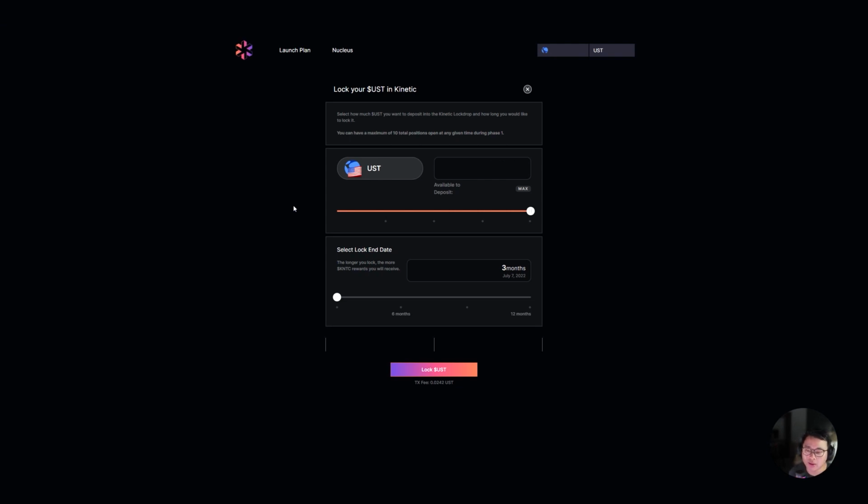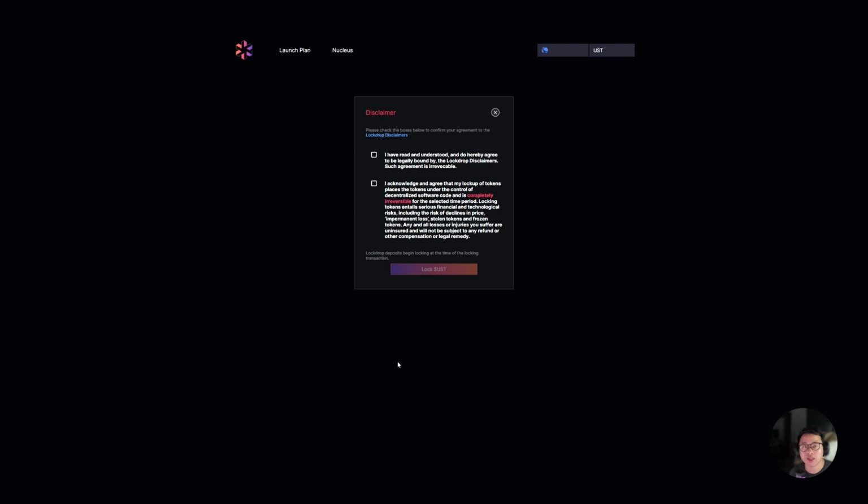So if I'm not going to buy anything, my UST is not doing anything, I'm just going to put it in here for 3 months. So that's my rationale for going with 3 months. But of course, 3 months doesn't offer very good boost, so you might want to go with a higher lock period if you want more boost. This is just for me, so you don't have to follow.